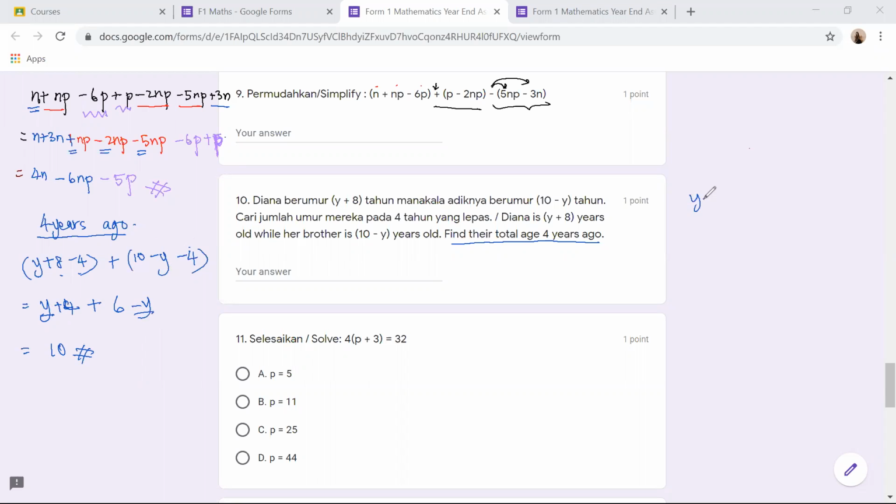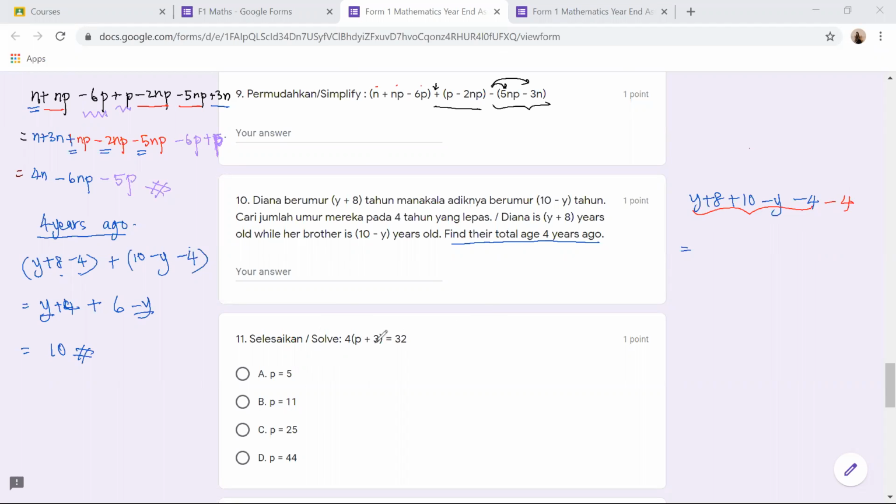A student who just adds y plus 8 plus 10 minus y minus 4 is not correct, because both of them will be 4 years younger. So you cannot just minus 4 one time. You have to minus 4 twice. Okay, you got to minus 4 twice. Yeah, some students, they just minus 4 once. Not correct.